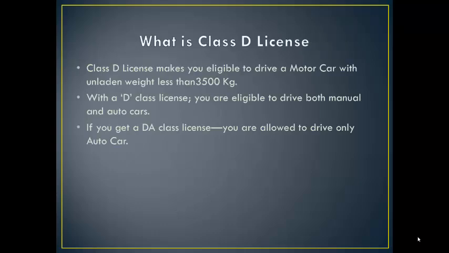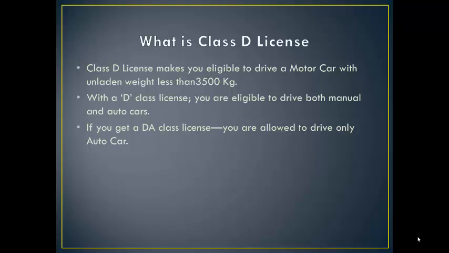Okay, so before I go into the details about the examination itself, let's talk about what the Class D license is. The Class D license is a driving license which enables you to drive unladen cars or motors which weigh less than 3500 kg. What this basically means is that for a normal car that you are driving, the license you need is a Class D license. And a Class D license makes you eligible for driving both manual and automatic cars.